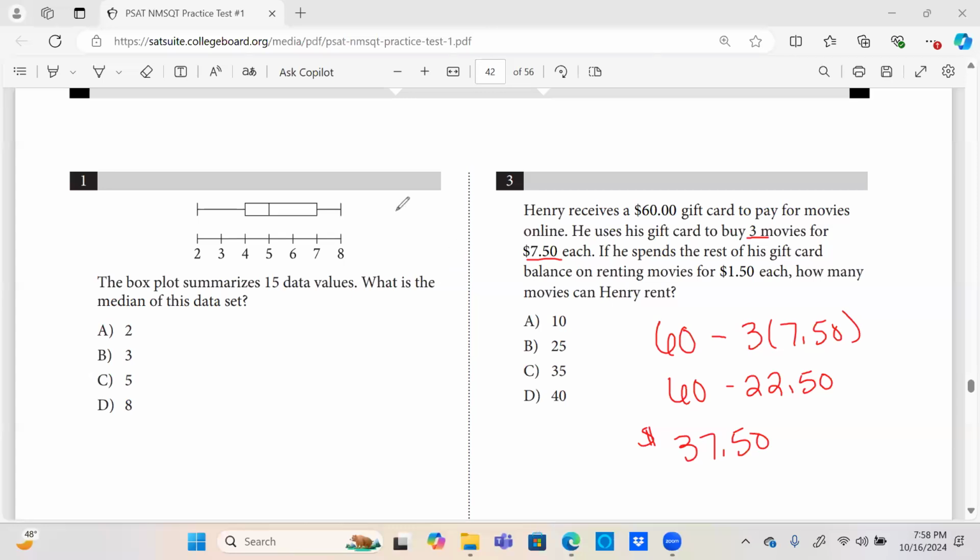And then he's just going to rent some movies, and that costs $1.50 each. So if we take this and divide by $1.50, just use your calculator there, we get 25. He can rent 25 movies.